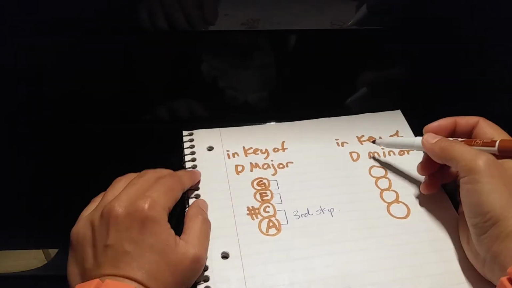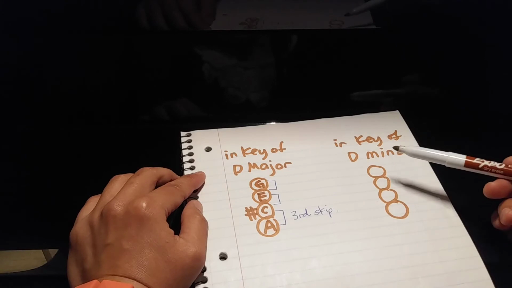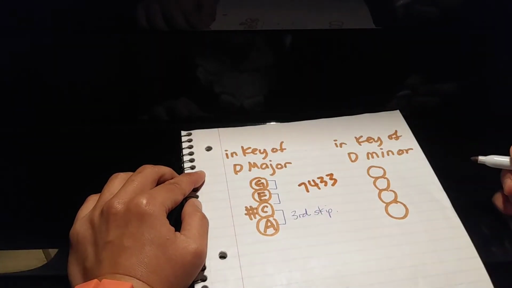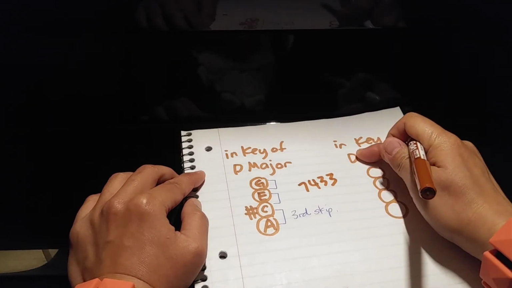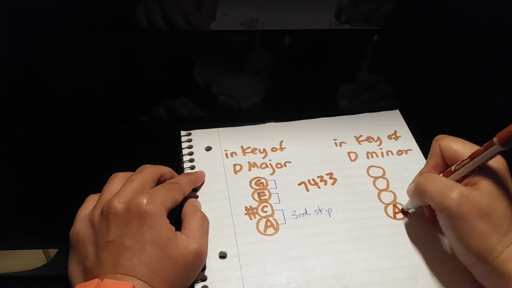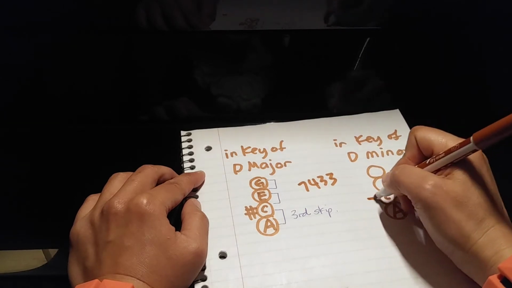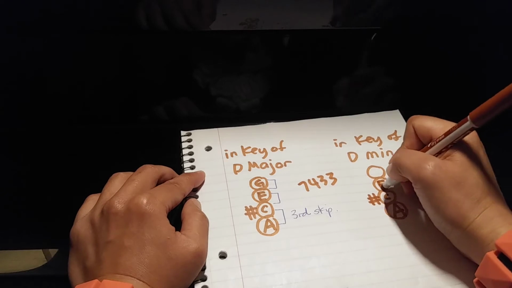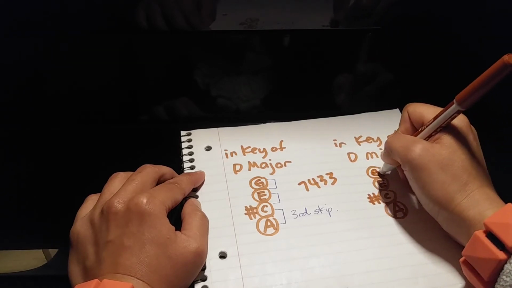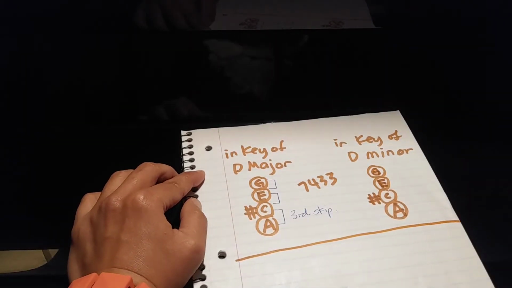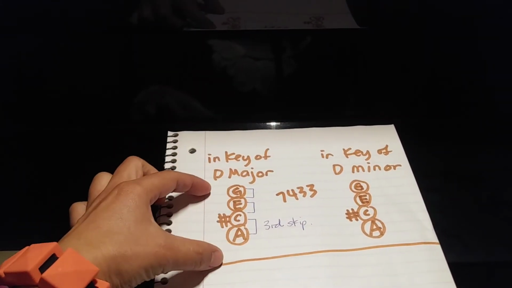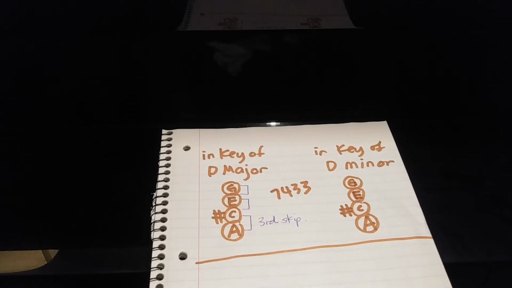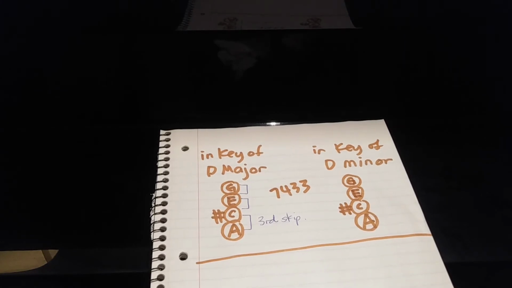Now in the key of D minor, guess what? You still use the formula 7, 4, 3, 3. From D, you count 7, you get A. From A, you count 4, you get C sharp. From C sharp, you count 3, you get E. From E, you count 3, you get G. So in the key of D major, your answer is exactly the same as in the key of D minor. So don't get confused.